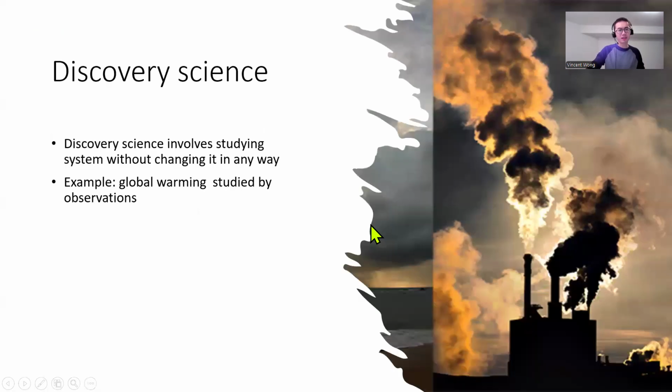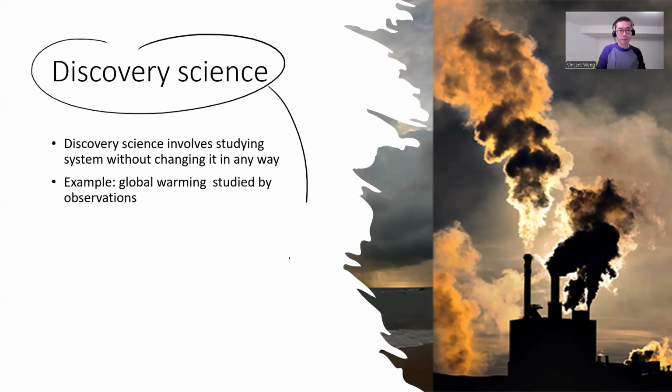So let's start with discovery science. I'll just read it to you first: discovery science involves studying a system without changing it in any way. Example, global warming studied by observation. So in simple terms, discovery science is based on observations.